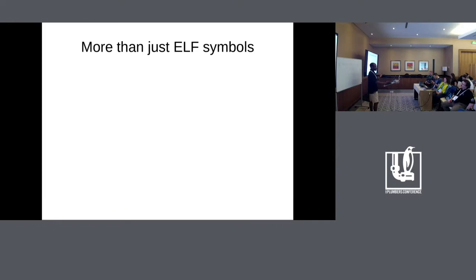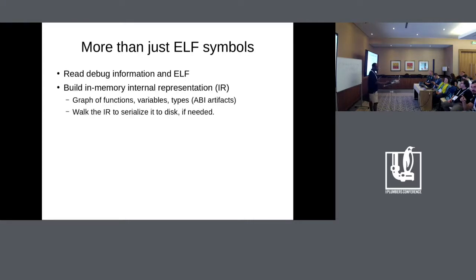This is the level of detail that we have today from the current infrastructure. Even though we're looking just at the binary, we're referring to the source code in the report, so that we can be useful to normal people. What I'm trying to say is that we're looking at more than just ELF symbols. We're reading the debug information, doing compiler stuff basically, building an in-memory internal representation of what I would call ABI artifacts. Basically, we're building a graph of the functions, variables, and their types.